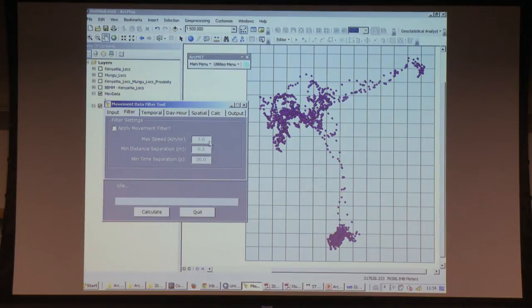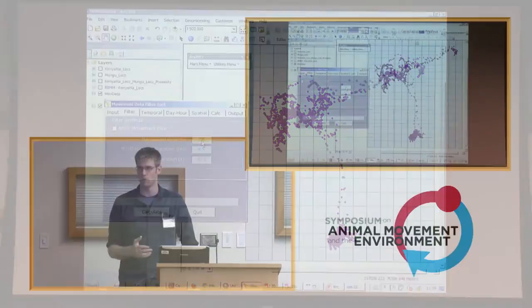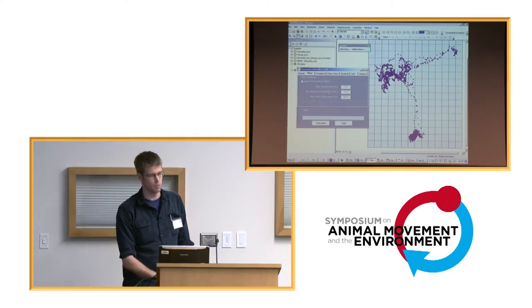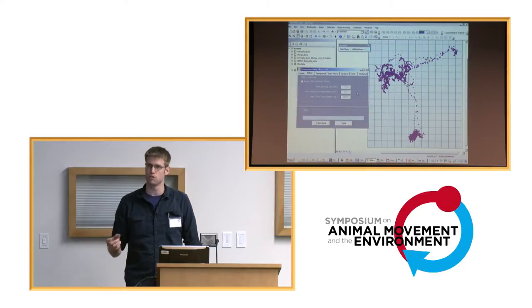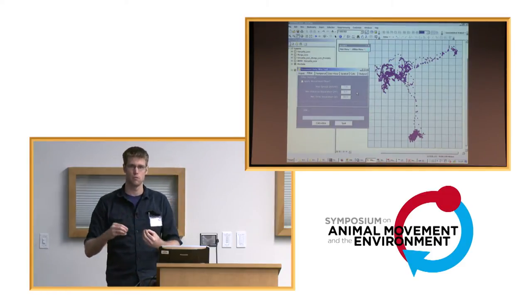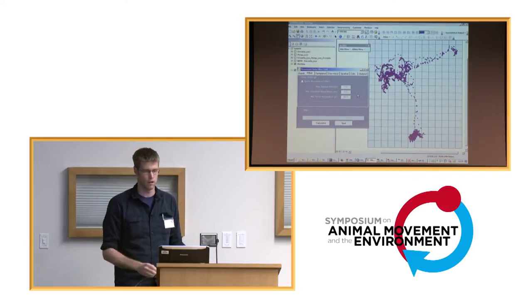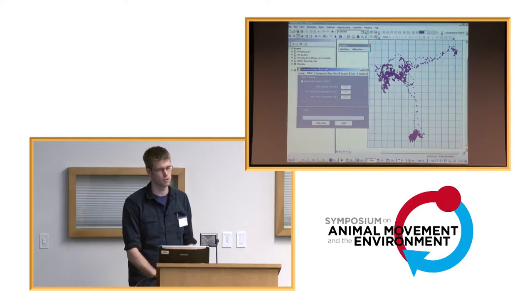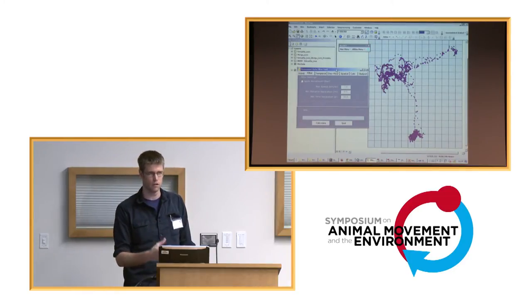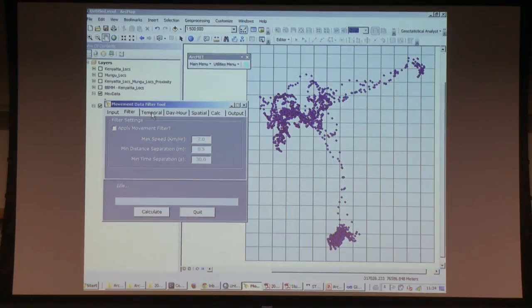If I apply a movement filter, I can set, say, a maximum speed. So if I have a point that zoomed off to the middle of the Indian Ocean because that was an error in the fix and it's got 1,000 kilometers an hour movement speed, it'll filter that point out. It'll also enforce a minimum distance separation between points, which is important if you're running something like a Brownian bridge, where there has to be a movement distance covered. And also a minimum time separation. So you'll start getting errors if you run some of the movement tools and you have zero time spans or zero distances between points. So that's just a basic filter which you can apply to make your data work well within the environment.